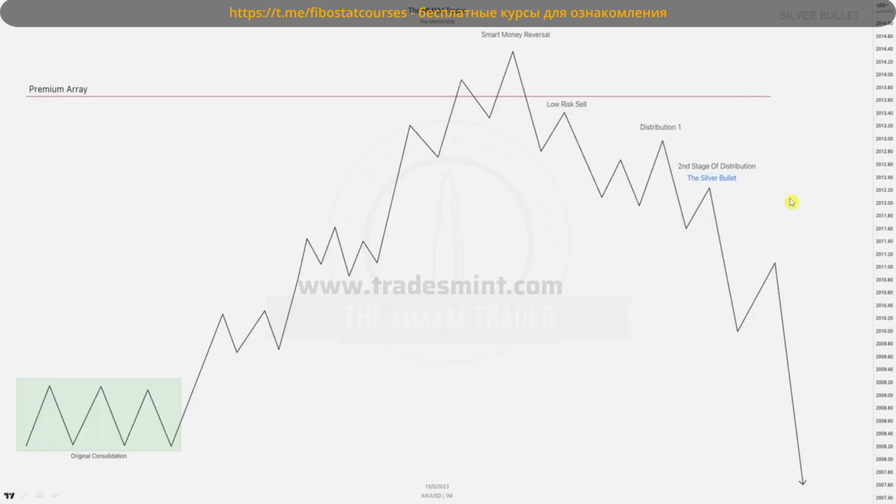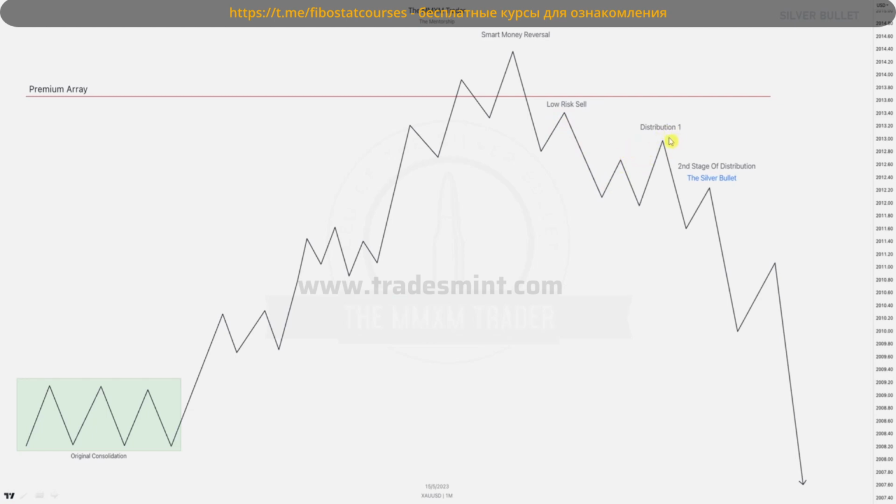Now for a sell model, same thing, only inversed, right? We've got that original consolidation to the bottom over here, going into buy side of the curve, and we need to hit a key level, right? So smart money reversal over here, dropping below this market structure low, creating a break of structure, low risk sell occurs over here, and then we go into the first distribution phase.